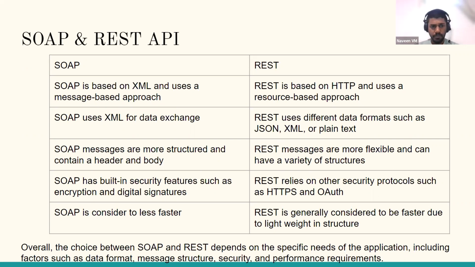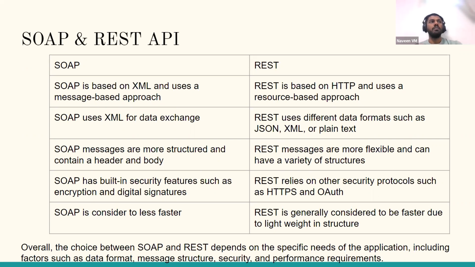SOAP messages have a particular structure. We will talk more about the structures later, but you will obviously have a particular header and a body which you have to pass in. In REST, there is no specific structure. For example, JSON just has to be valid JSON. It can be an array or a single message, so it doesn't matter. There is no predefined structure in REST.